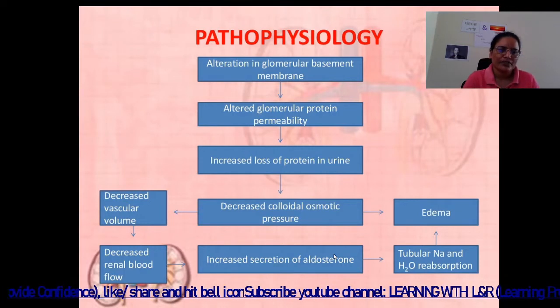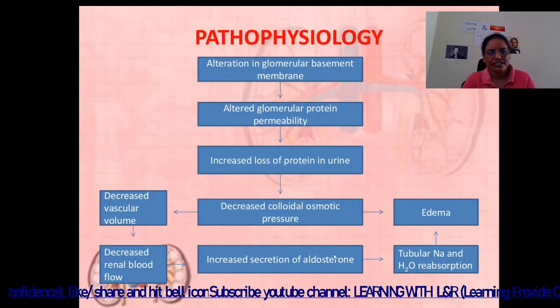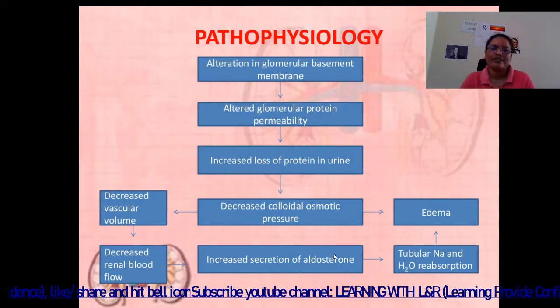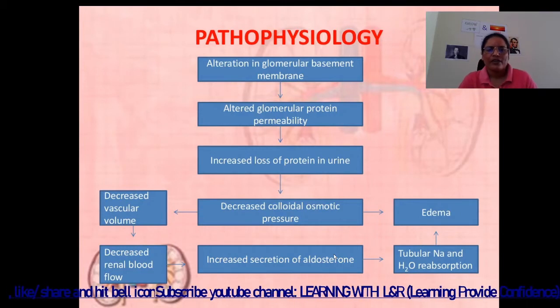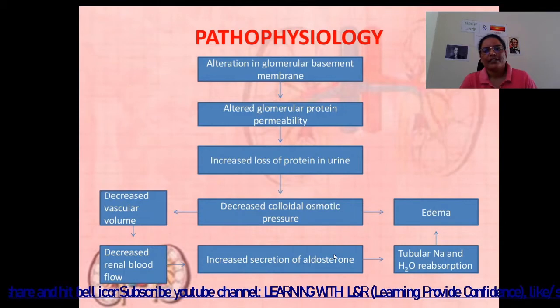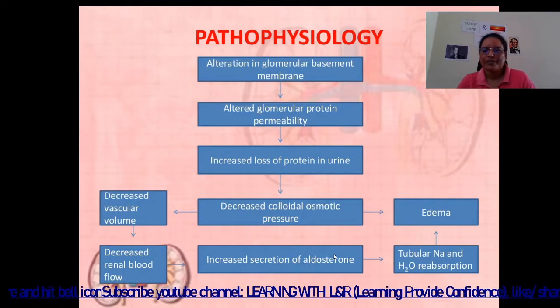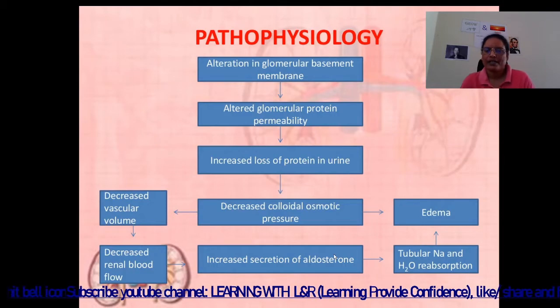Decreased vascular volume, which leads to decreased renal blood flow, which leads to increased secretion of aldosterone, and it also causes edema. When secretion of aldosterone increases, it causes tubular sodium and water reabsorption. Because of that, edema occurs.